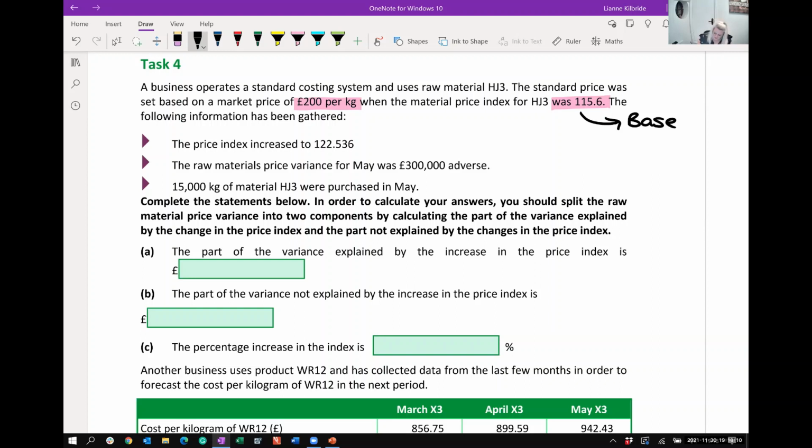Within the period, the price index has increased to 112.536. The raw material has a price variance, which was £300,000 adverse. During the period, there was actual purchase of material of 15,000 kilograms.